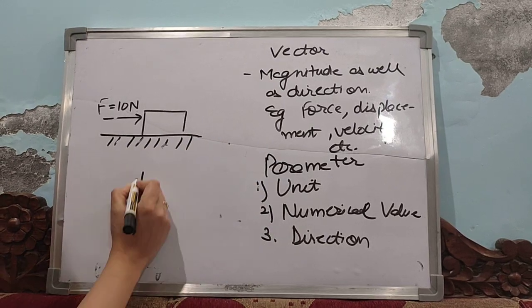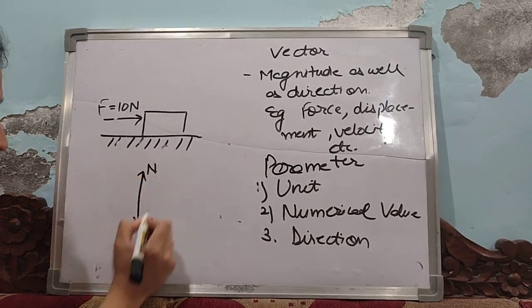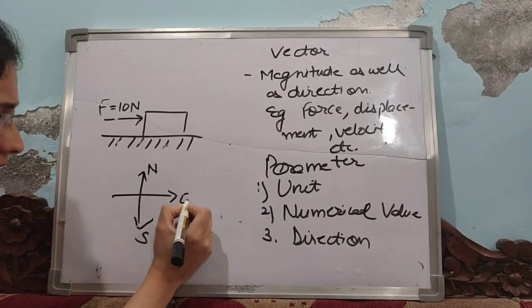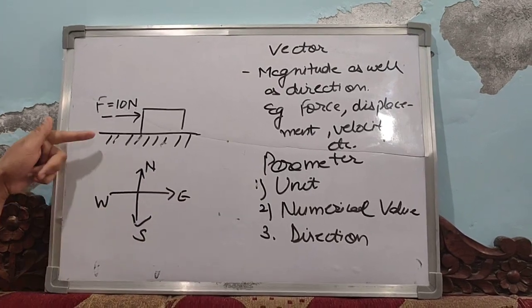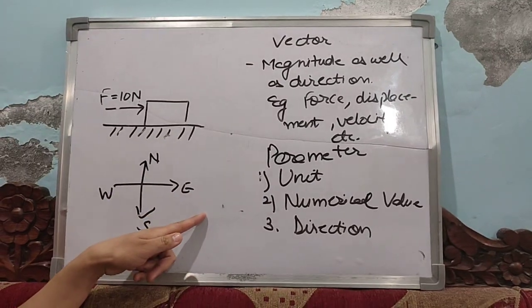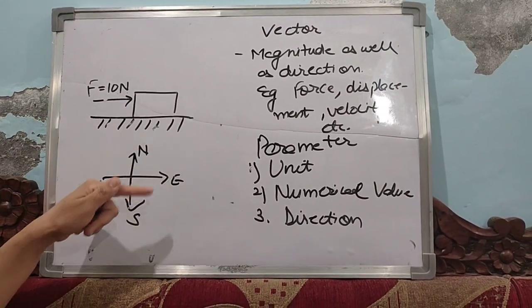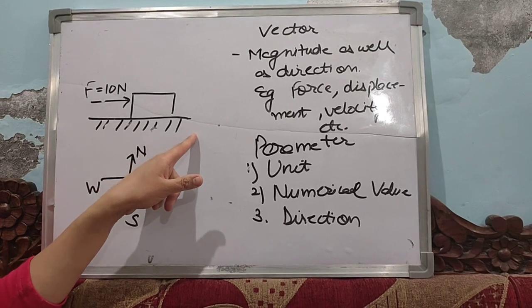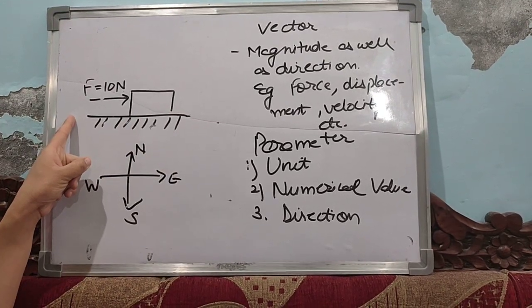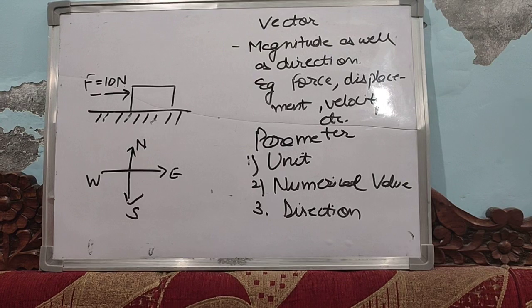Let it be, we know the four directions. This is north, south, east and west. I am applying force in east direction. So we can see that the body is being displaced towards east on applying a force of 10 Newton. So these are your vector quantities.